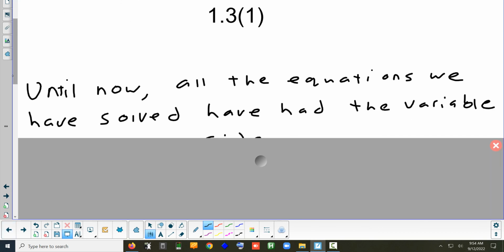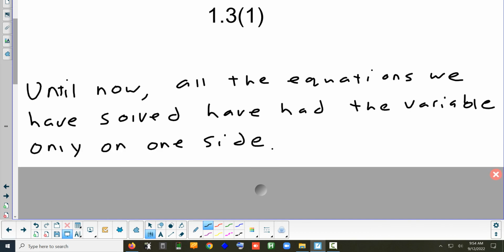Okay, so this part, you don't have to write this down. I'll let you know when you need to write it. But I'm just explaining what we've done up until now. So all the equations we've solved only had the variable on one side.